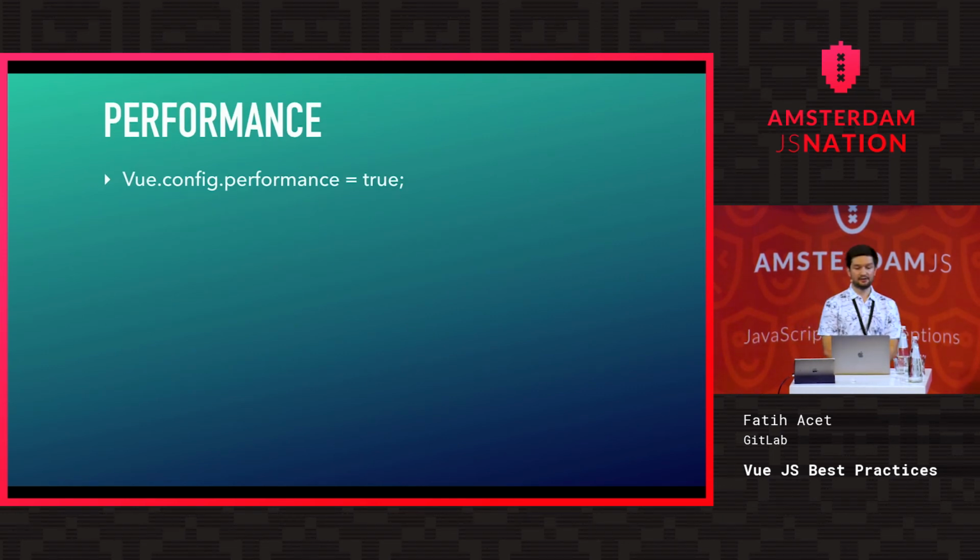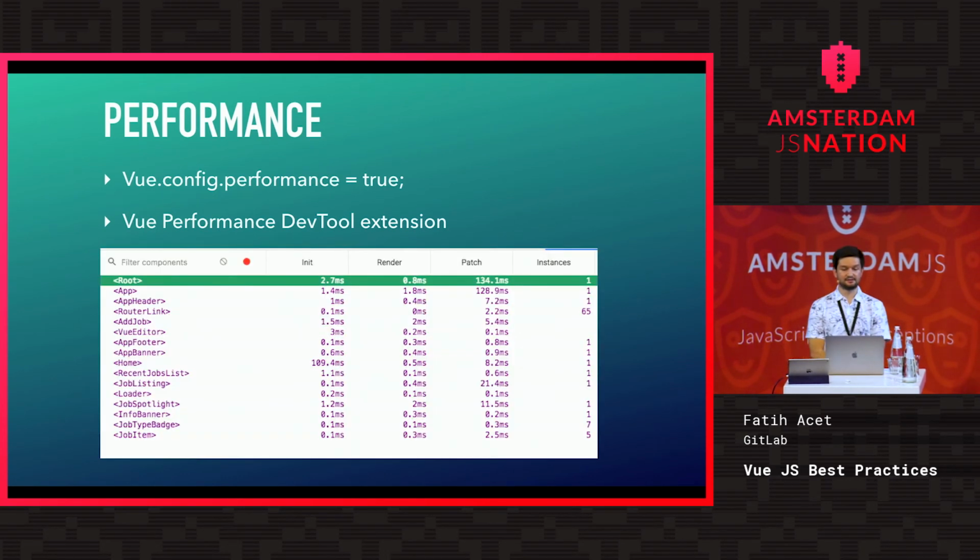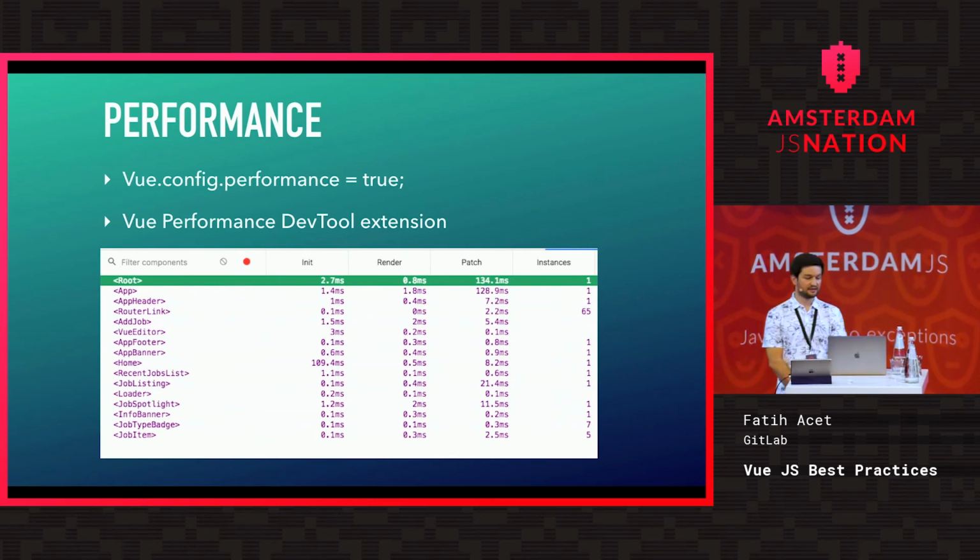Performance. So we have this Vue.config.performance set to true, and you need to install the Vue performance DevTools extension, and then you can see what's going on in your application. Take a look at this screenshot. The home component init took 109 milliseconds, while the rest took like 2 milliseconds, 5 milliseconds. So you can understand that the initialization of my home component takes almost 100 times more than anything else. So you may think, okay, there's something going on, I need to check that.